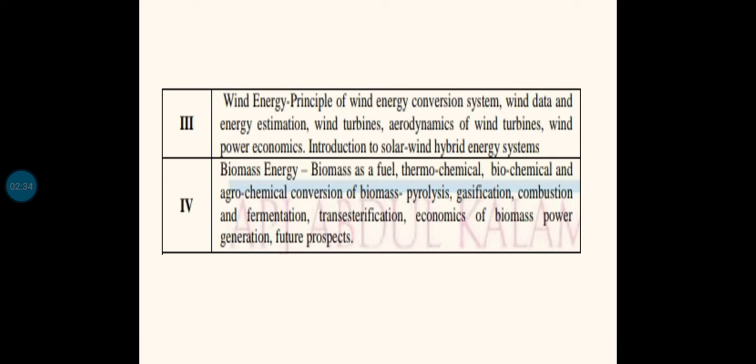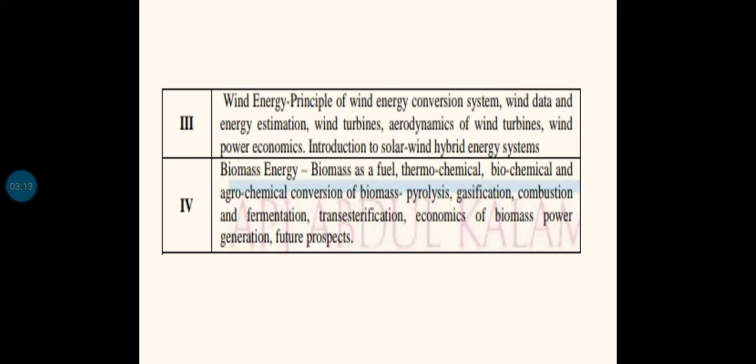Now moving on to the third module. Here comes another renewable source of energy, that is wind energy, which is popularly used nowadays. In this module we will be dealing with the principle of wind energy conversion system, how wind energy is converted into electrical energy, wind data and energy estimation. The speed and direction of the wind, everything we have to calculate to produce electricity. Then come wind turbines and how a wind turbine works.